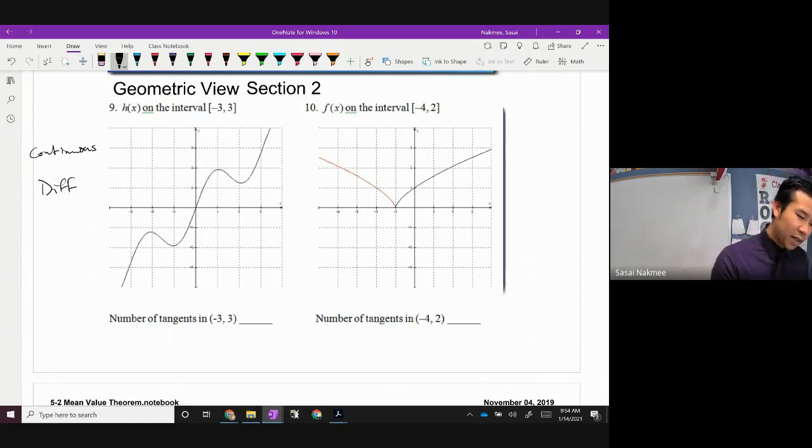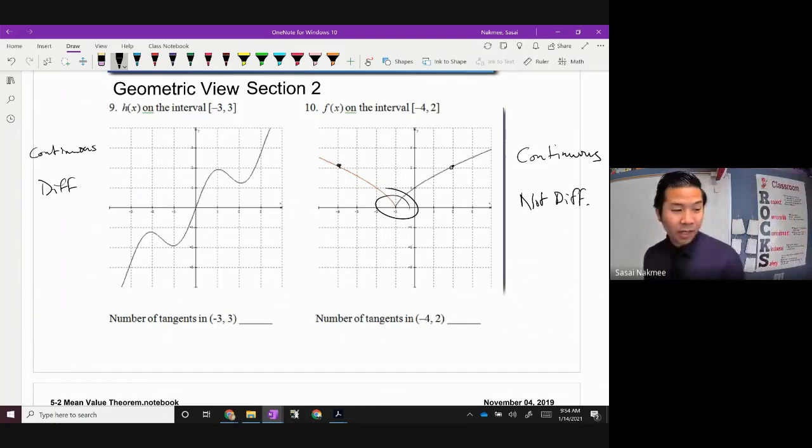And number 10 is continuous, but it is, wait, where is that part of the interval? It is going from -4 to 2. Yeah, that negative one right there is not differentiable. So hopefully you guys were able to get all those.